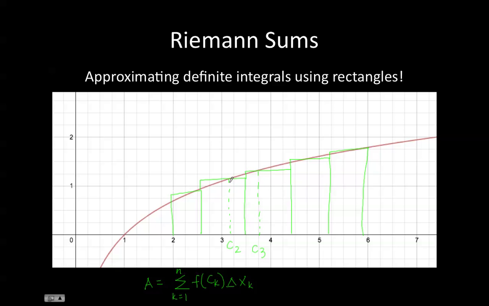So if we wanted to find the area of this rectangle, we would be multiplying the delta x for this corresponding k value, the second k value, and multiplying it by the height of the rectangle, which is the function value at this point, C2.